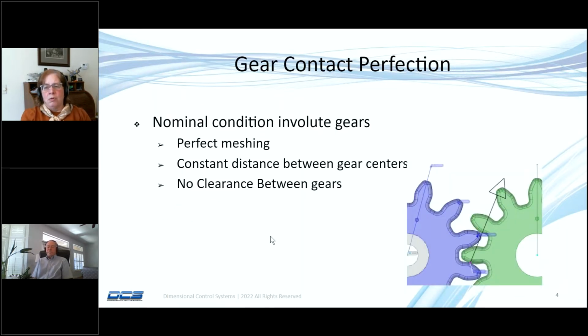All right, so if you design perfect gears, perfect involute, everything exact like CAD is, we can set up perfect meshing, a constant distance between the gear centers as things rotate, and no clearance between the gears.